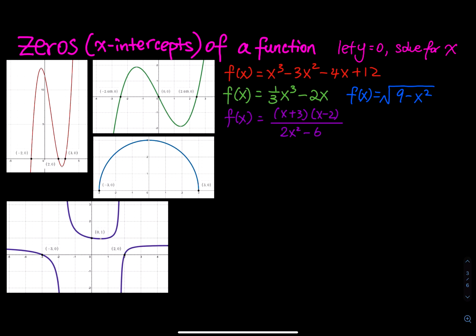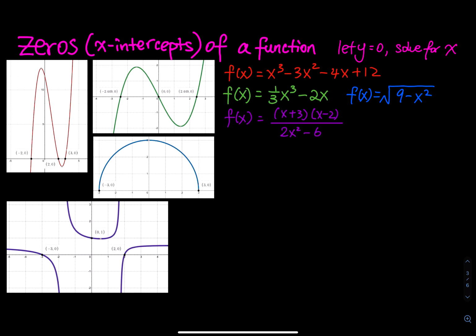Zeros of a function. Zero means x-intercept of a function. So when you find an x-intercept, by the way, what's an x-intercept? An x-intercept is a point on the x-axis. At that point, y is equal to 0. So that's why I said when you look for an x-intercept, simply let y equal 0 and then solve for x. And then I have 4 functions.